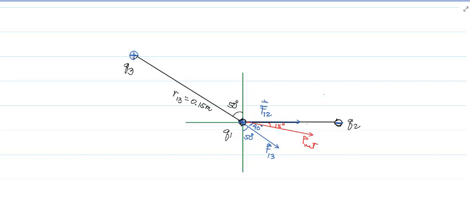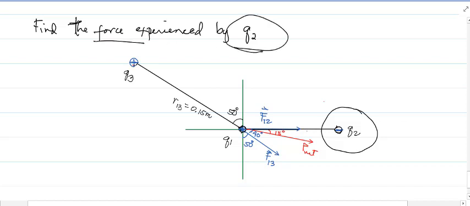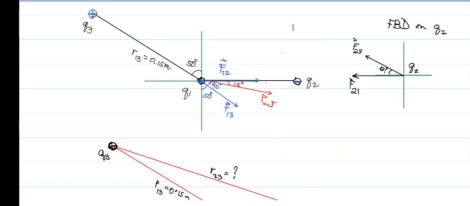and Q3. What if we are asked to find the force experienced by Q2? So instead of Q1, this time our focus is the charge Q2. Based on the diagram, the force between Q2 and Q3 is attractive. So writing the FBD in here, the F23, or force on charge 2 due to the presence of charge 3, would be in this direction. And we don't know yet the angle between the horizontal axis and the F23.